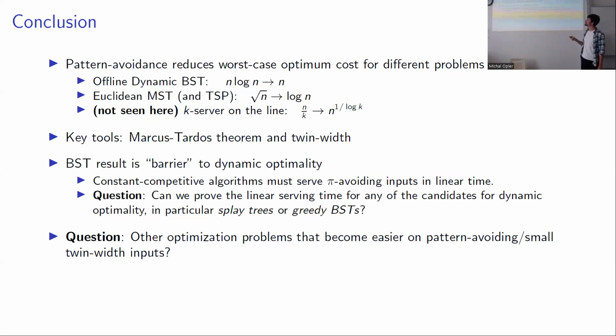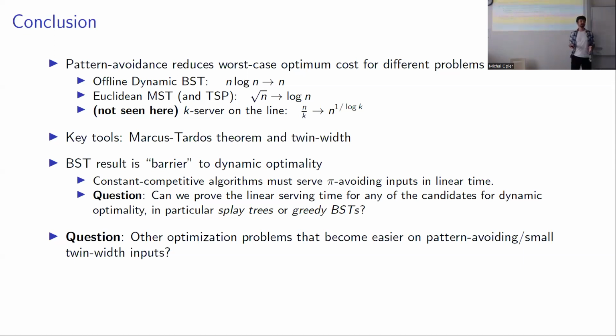And the tools in this were the bounded twin width and Marcus-Tardos theorem, which I haven't had to introduce here, but it's the driving force behind that structural decomposition theorem. It's a combinatorial result that's actually allowing, and it's behind all the twin width machinery. It's kind of the key result in this area about binary matrices. And in particular, the BST result is interesting because you can look at it positively and negatively.